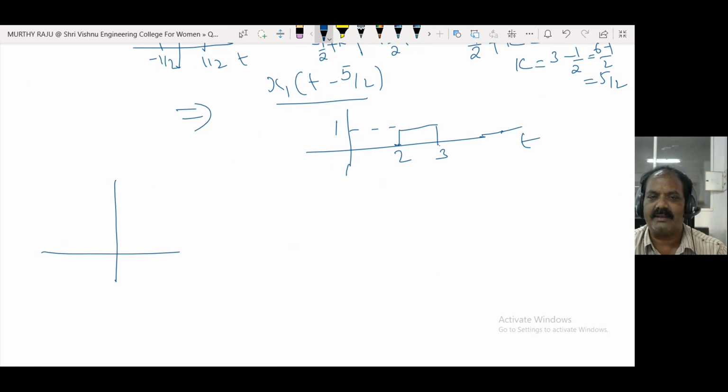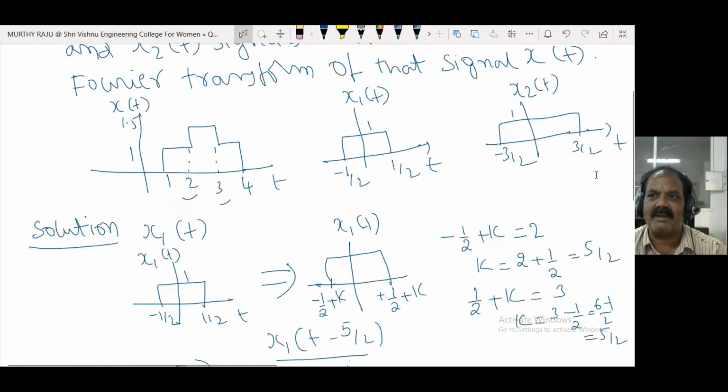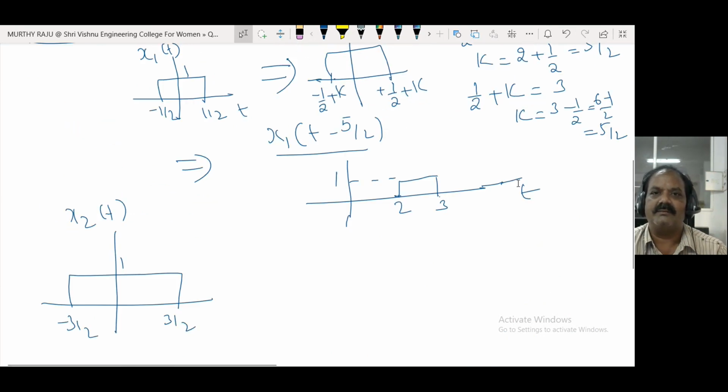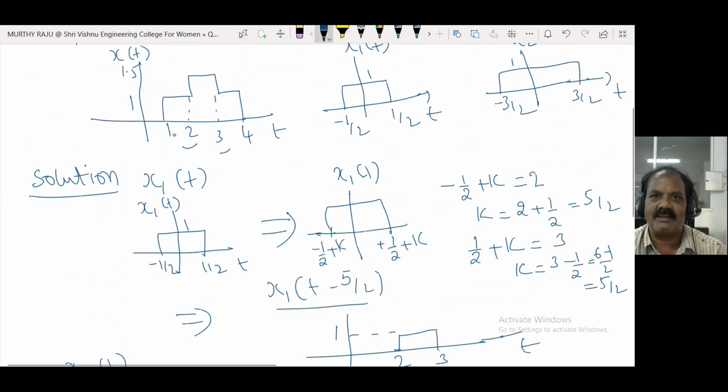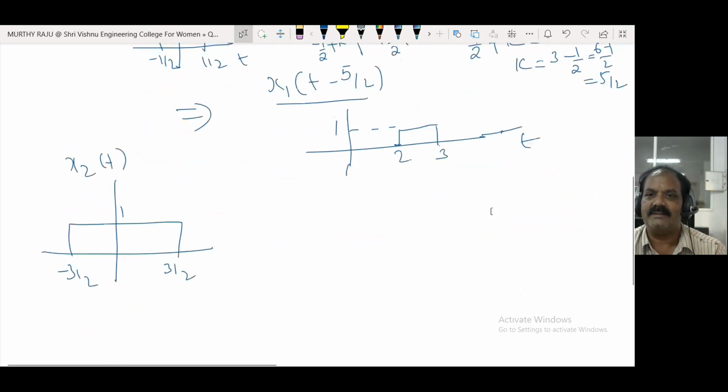Consider x2 of t. X2 of t is the given function, from minus 3 by 2 to plus 3 by 2. Here value is 1. For this function x2 of t, consider this 1 and this 4. For x1 of t, consider this 2 and 3. Okay. Now here again shifting right side direction.